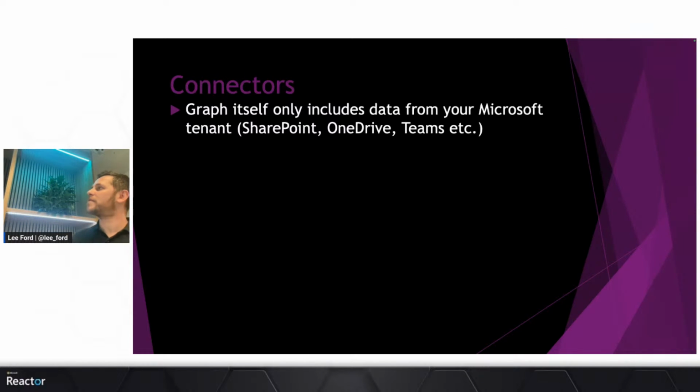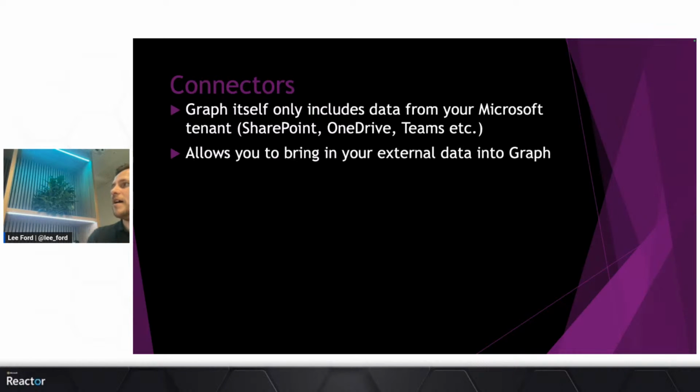So as I said, Graph only includes data from your Microsoft tenant. So what's in your SharePoint sites, what's in your OneDrive, what can you see inside of Teams. Recap that meeting, or can you find this file for me? Can you summarize this email? All that stuff's in Graph, and obviously when you're asking Copilot to do those things, in the background it's effectively using Graph to get that data out. It's sort of nothing new there, really.